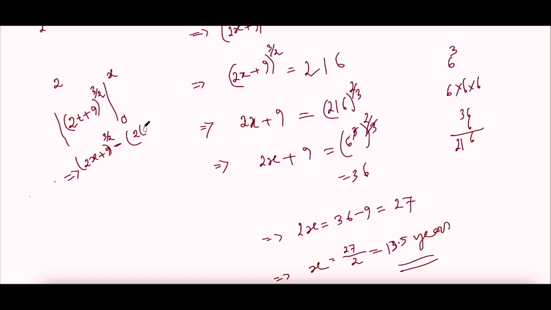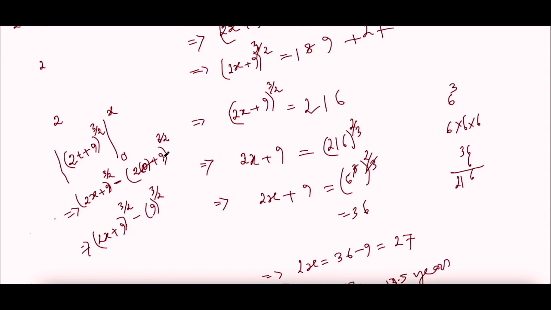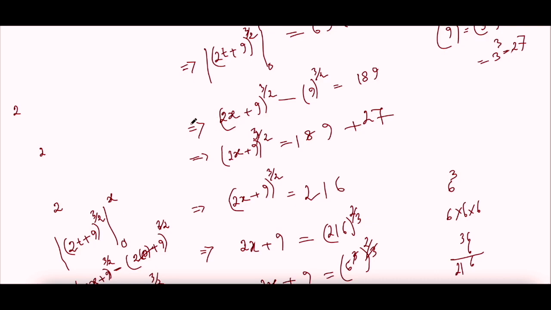0, 2 into 0 plus 9 whole to the power 3 by 2. So here this is 0 plus 9 to the power 3 by 2. 2x plus 9 whole to the power 3 by 2 minus 0 plus 9, which is 9 to the power 3 by 2. Now do you understand this line?